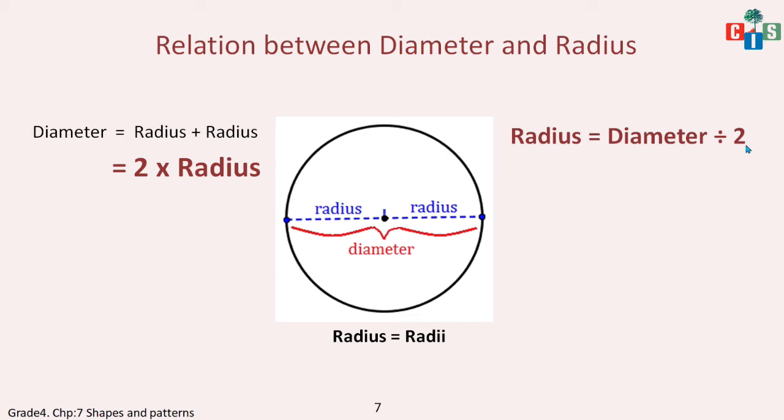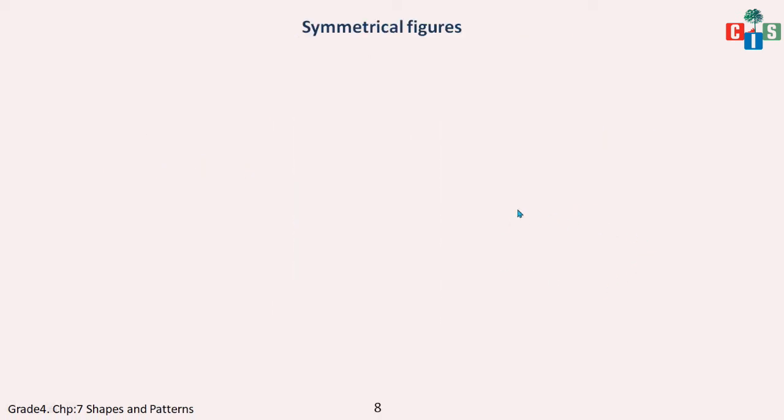Okay. Now, if there is one radius, what will we call it? Radius. And if you have many radius, the plural form of radius is known as radii. What is it known as? Radii. Okay. So this formula will help you to find out the diameter as well as the radius of a circle. Okay. Then we saw symmetrical figure.